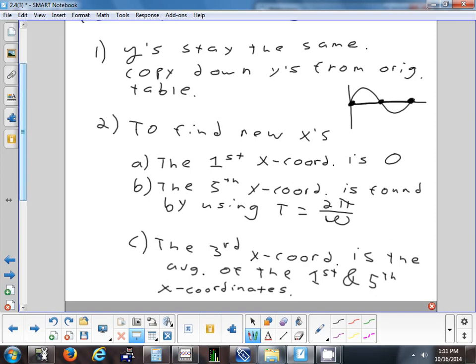Okay, so the third x-coordinate is the average of the first and the 5th. Now we have to still find the 2nd and the 4th. Without me giving you any suggestions or hints, anybody think they know how you find the 2nd x-coordinate? You do what you just found for the mean and then the first coordinate. Yeah, you're going to average what you just found for the 3rd one and the 1st one. So average the 1st and the 3rd to get the 2nd.